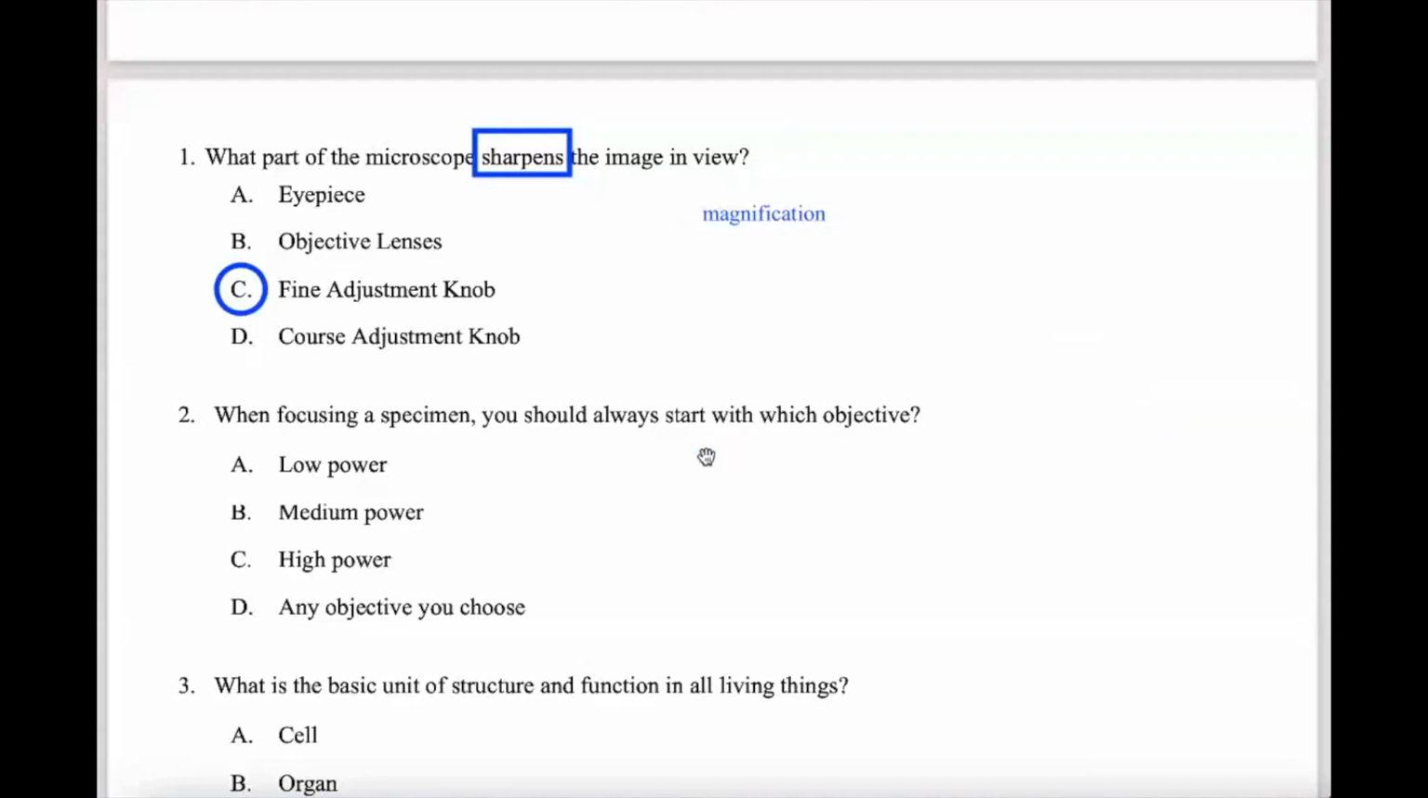Yes. You got it? So if it is magnification, then you have to say the eyepiece magnifies it by 10 times, and the objective lens magnifies it by 4x, whatever. More than one time. And if it is focusing, then it is the coarse adjustment. Okay.